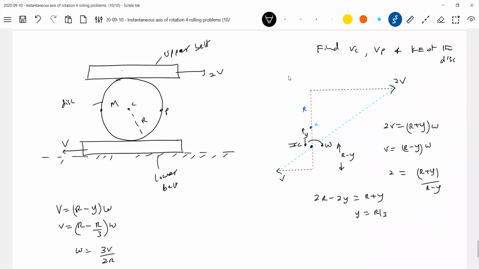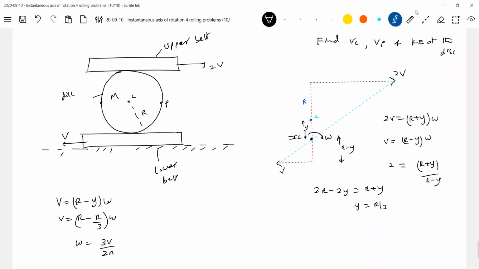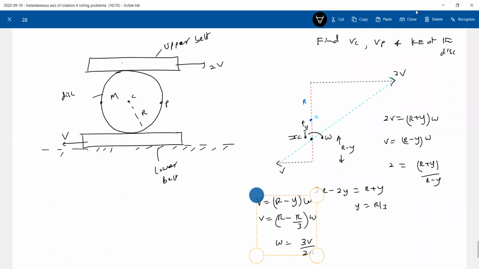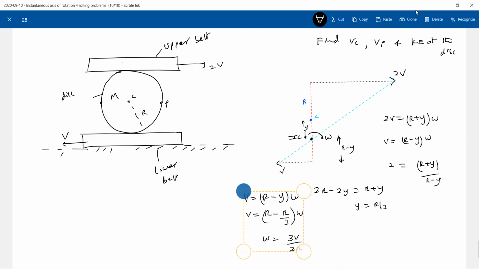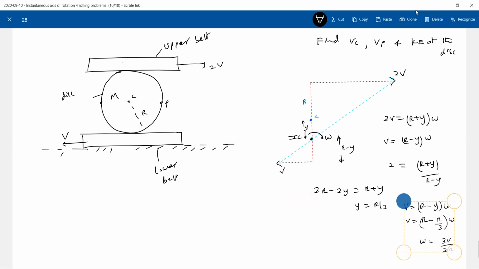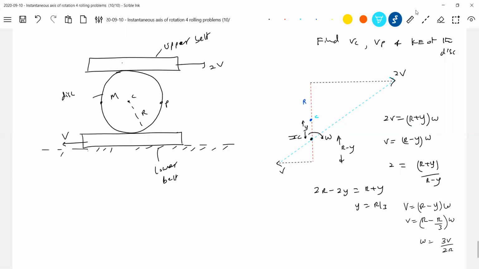Okay, but we wanted the velocity of what? Point P, and all other things. Okay, now you got omega. After getting omega, now I want the velocity of point P. Where is our instant center? The instant center is somewhere here, no? I'll put a star mark. Not the center of mass. This is the instantaneous center.